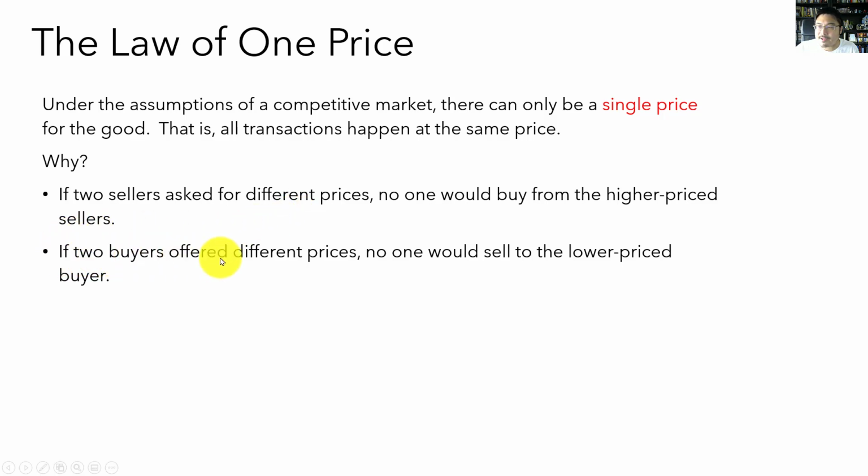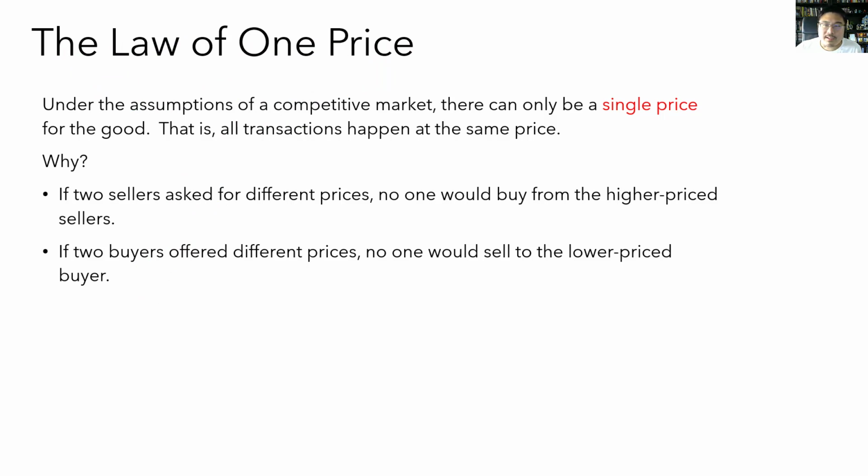And if two buyers offer different prices to sellers, then no seller is going to want to sell to the lower priced buyer, right? They're all going to sell to the higher priced buyer. And what that means is that all transactions are going to take place at the highest bidding price. And bidding price is what we mean by the price that buyers are willing to pay, okay? And so because of this logic, in a competitive market with identical goods, all transactions are going to take place at the same price, and that's the law of one price.